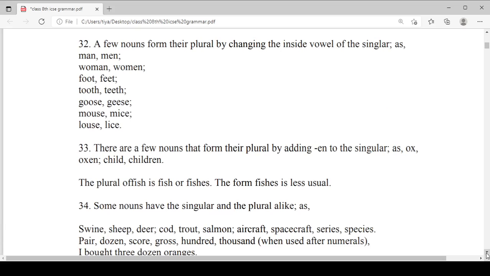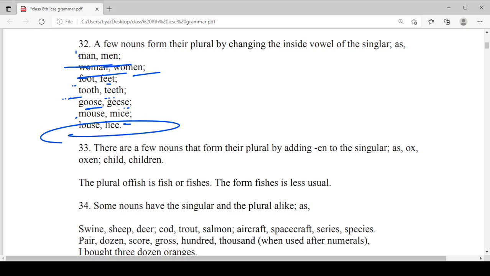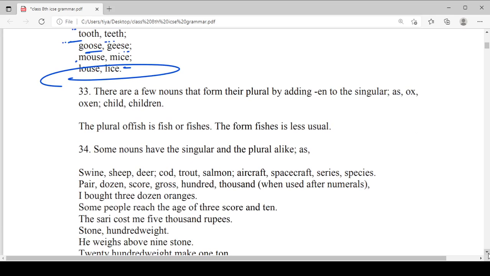A few nouns form their plural by changing the inside vowel of the singular, like man, men, woman, women, foot, feet, tooth, teeth, goose, geese, mouse, mice, louse, lice. So in this way, we can also change the form of the singular to the plural. So this is the common understanding of your singular to plural.